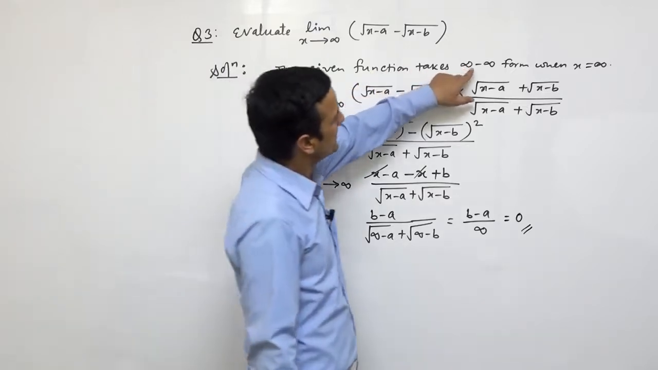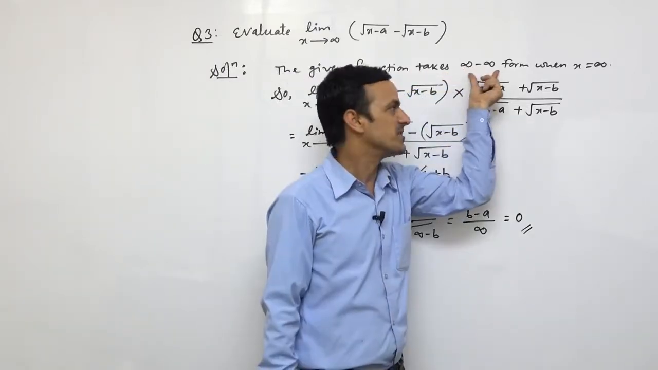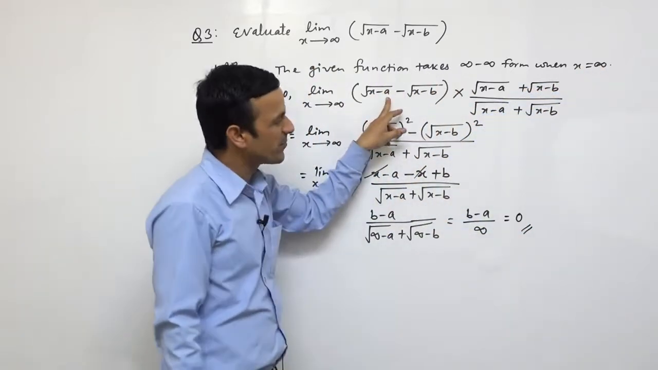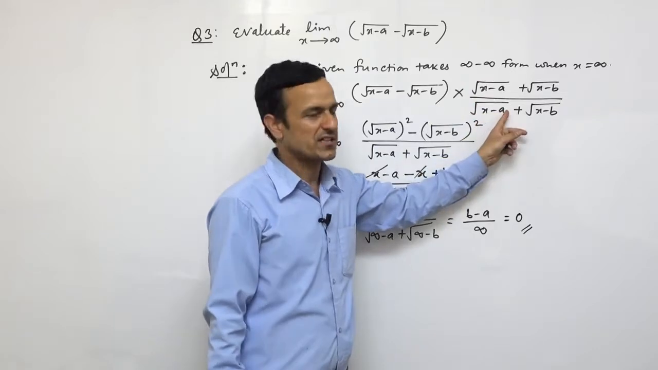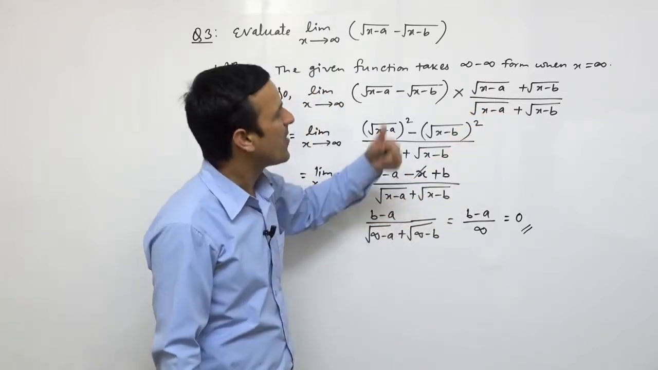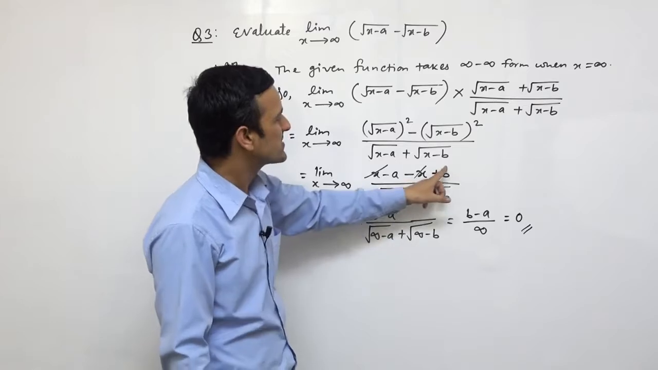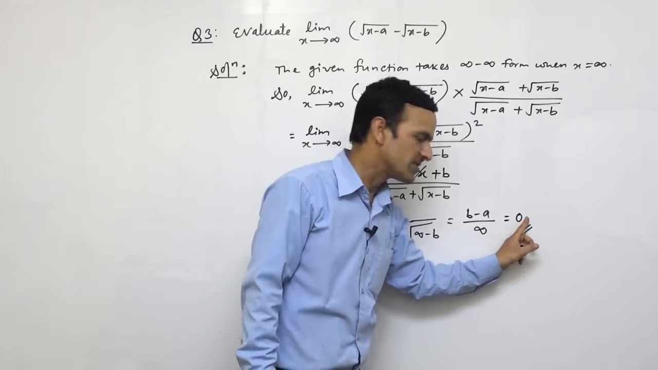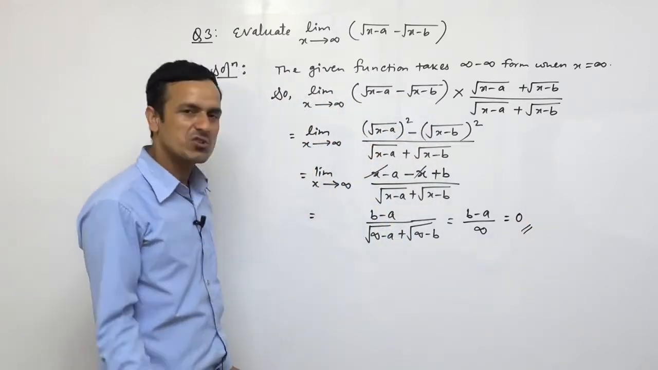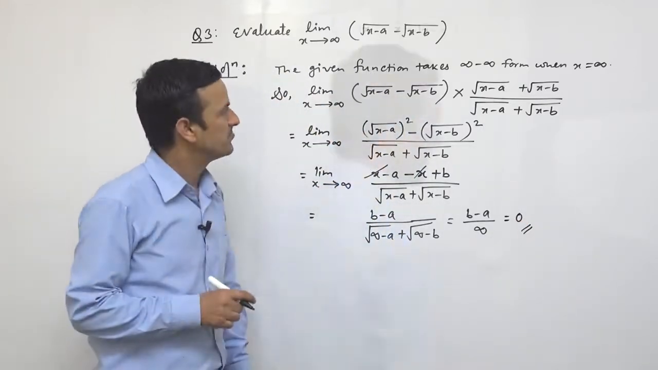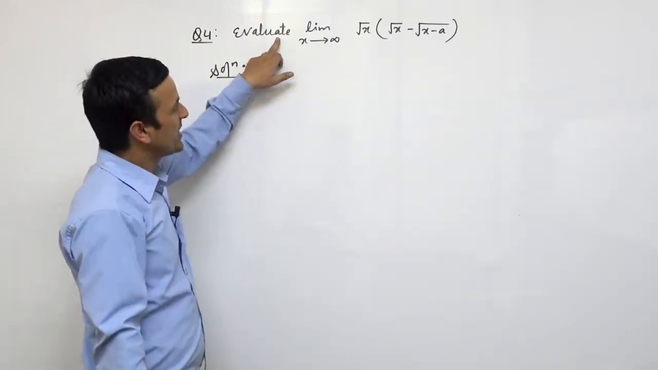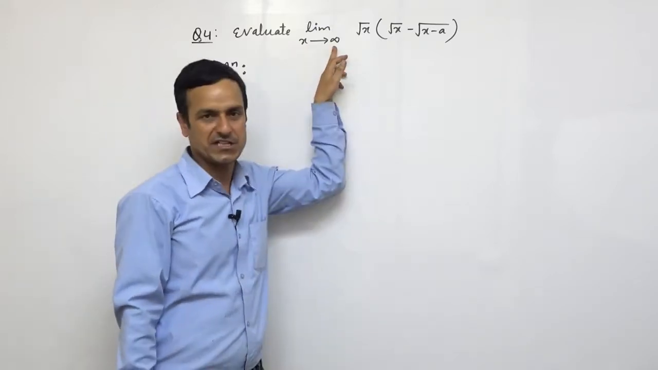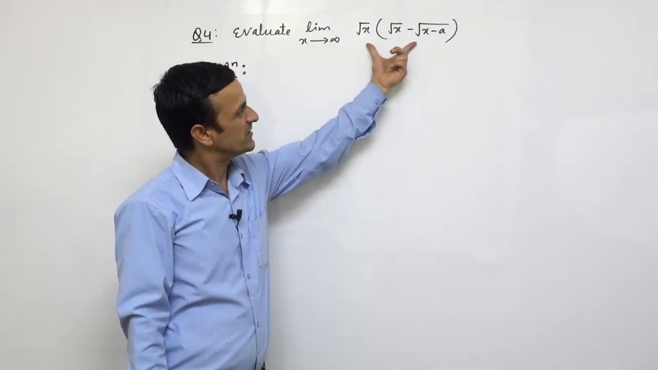So if the function gives the form infinity minus infinity when x is infinity, then we can operate it by taking conjugate. And after applying conjugate, finally we get some finite number upon infinity. And some finite number upon infinity means it is 0. So in this way, we can solve this problem. We have the question, evaluate this function when x tends to infinity. So this is the question.